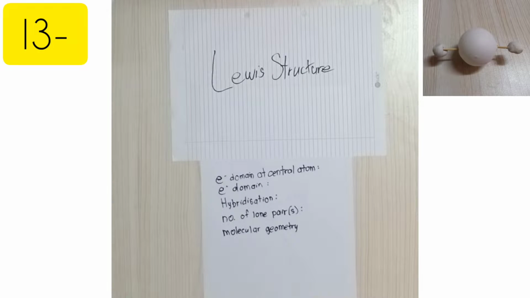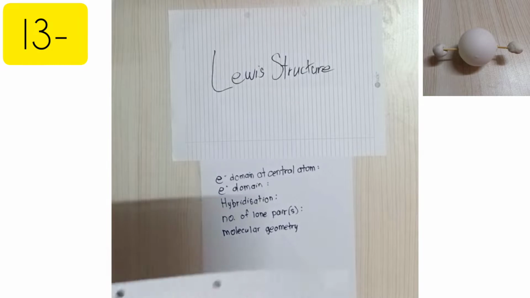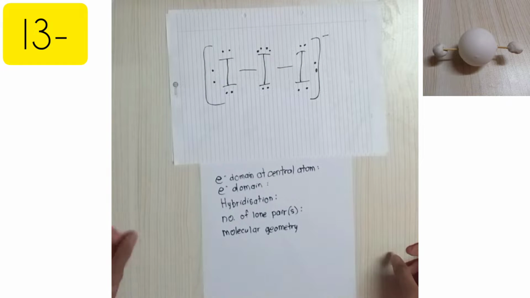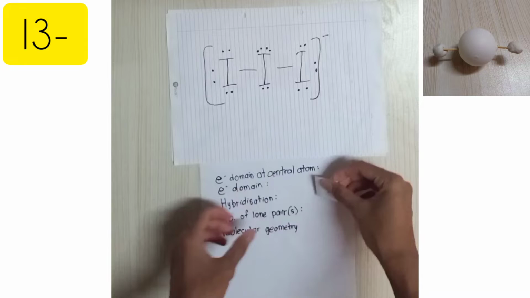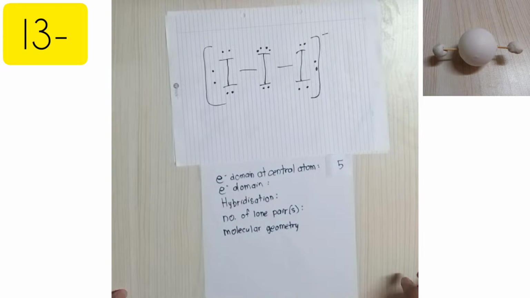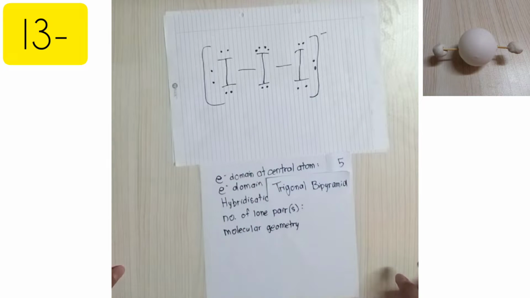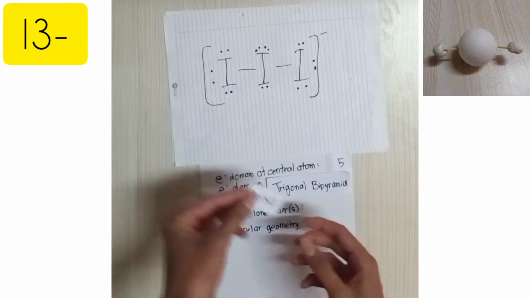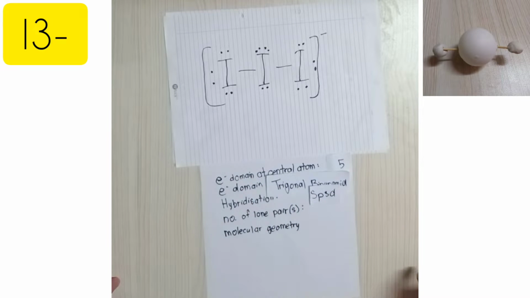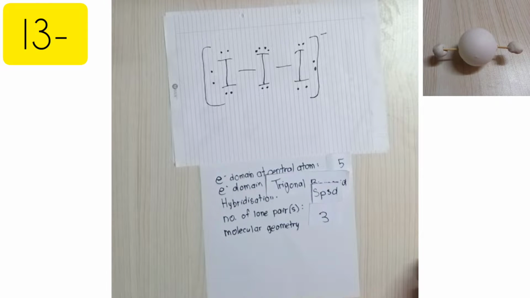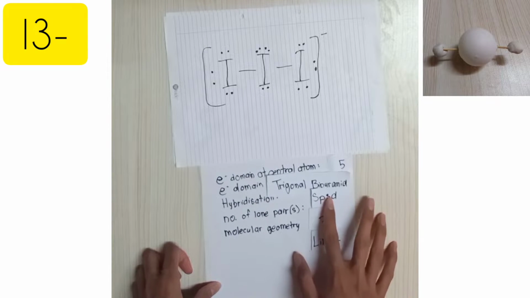For our compound, I3 minus, the Lewis structure is this one, and the electron domain at the central atom is 5. Then the electron domain geometry is trigonal bipyramidal, and the hybridization is sp3d, and the number of lone pairs is 3, and the last one, the molecular geometry is linear.